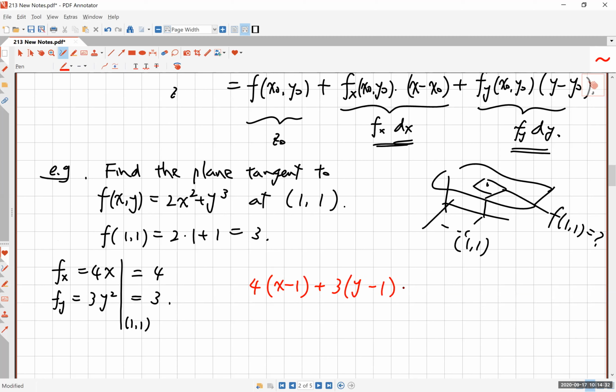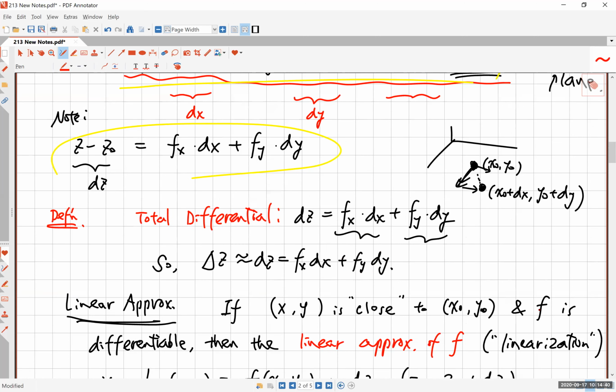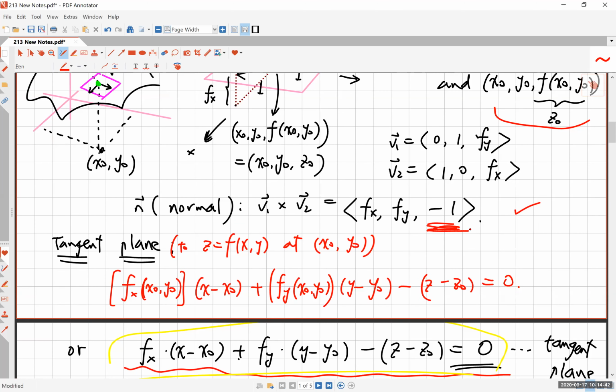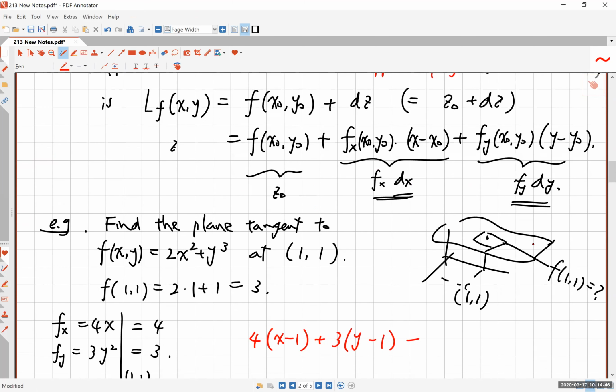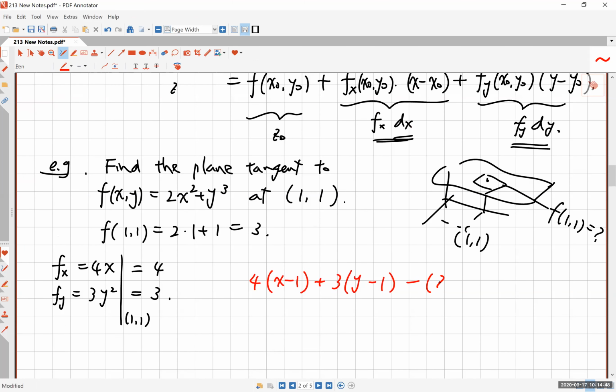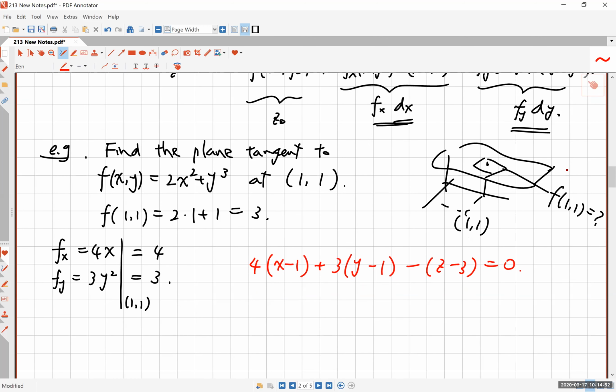And then remember, the last component, the last coefficient for the z, is always negative 1. Where did that come from? It's right there, that's what I said. So the negative 1 is always that last coefficient. So it'll be negative z minus 3 is equal to 0. Okay, there it is. That is the tangent plane.